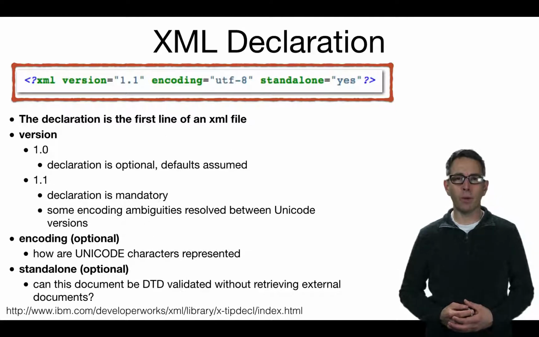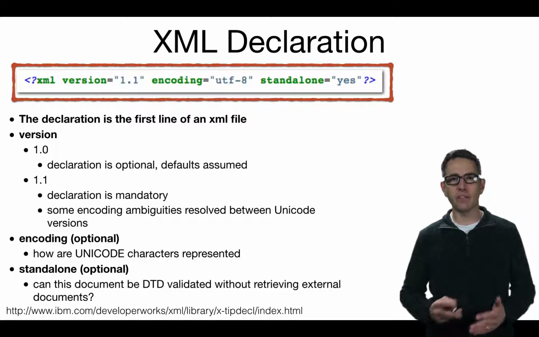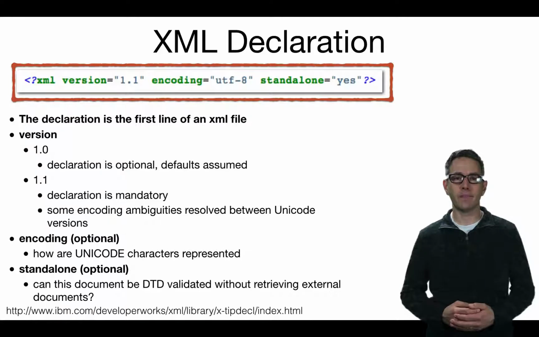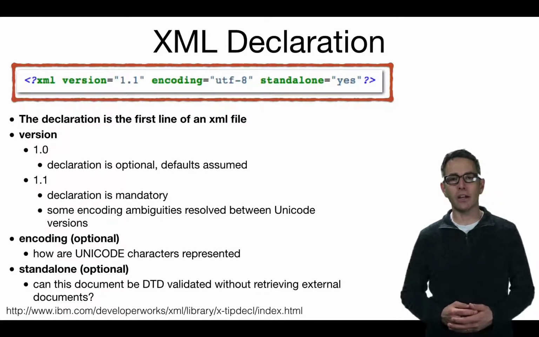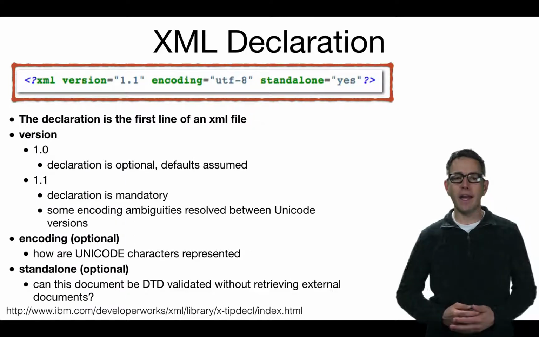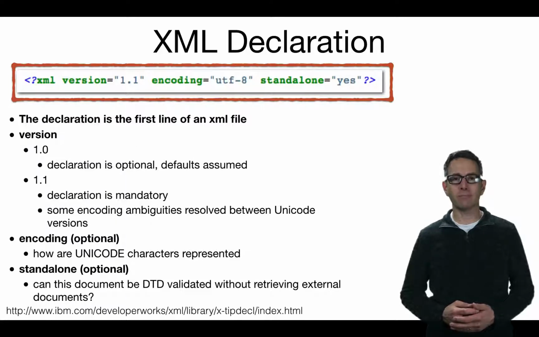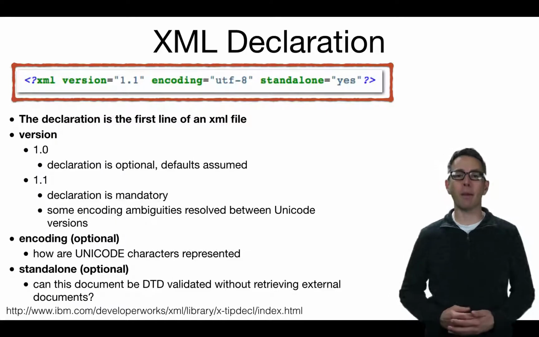The difference between 1.0 and 1.1 is kind of technical minutia, but basically it resolved some differences between character encodings, different Unicode versions. The attribute encoding is what we're talking about today. This is optional. It talks about how Unicode characters are represented in this file. And then the last attribute is standalone, which is also optional, and it says whether or not this document can be validated without getting something else from the internet, like another validation document, actually a schema.